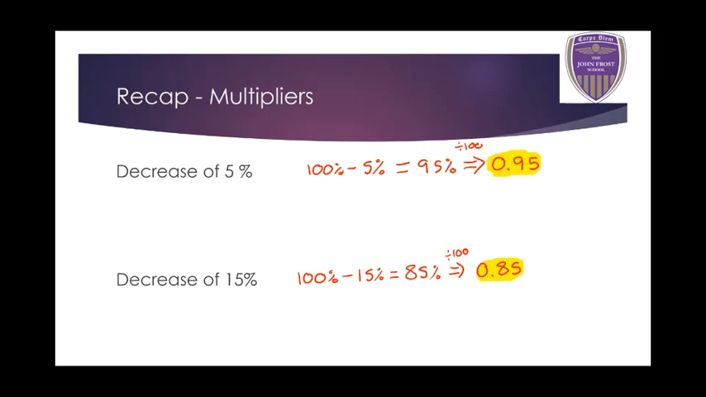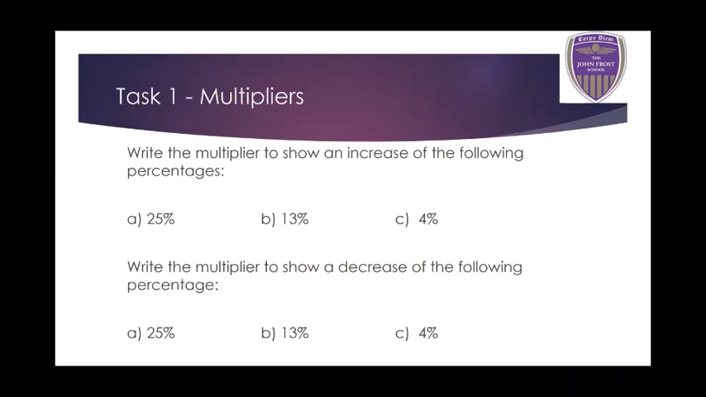Okay? So it's a quick warm-up task for you now. So you need to write the multiplier to show an increase of the following percentages. Okay? So pause the video and try and calculate what multipliers you would have to use to calculate increases of the first three ones. And then the next three are going to be decreases. Okay, so pause the video and have a go.